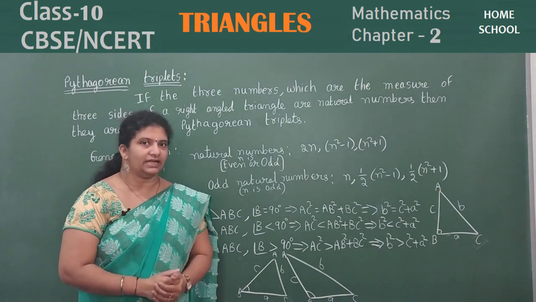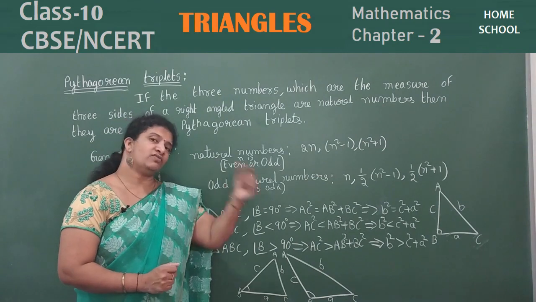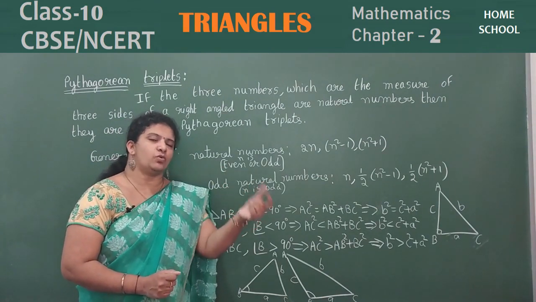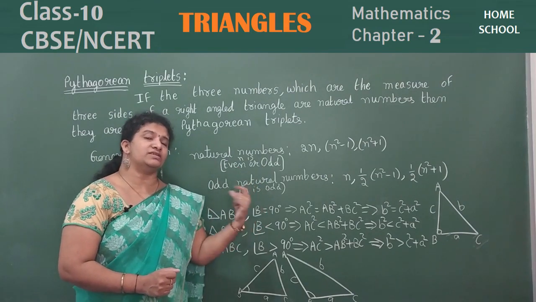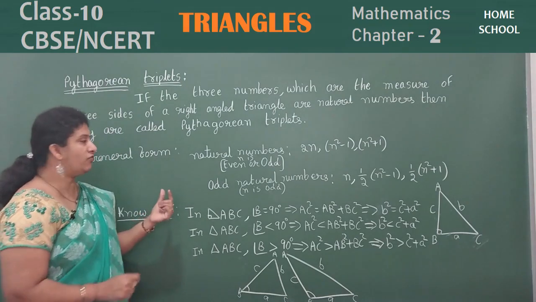But on one condition. What is that condition here? The square of the hypotenuse, meaning the longest side, if you square it, you should get the sum of the squares of the other two numbers. So we have a general form for that.